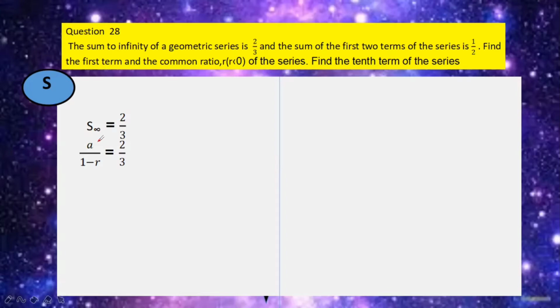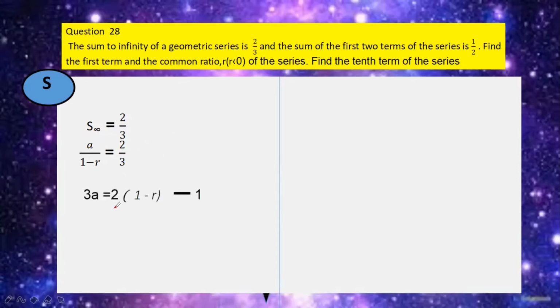As we can start now, sum to infinity equals 2/3. So, sum to infinity formula is A divided by 1 minus R equals 2/3. Next, you cross multiply 3 with A and 1 minus R with 2, and you'll get 3A equals 2(1 minus R). You make that as equation 1.